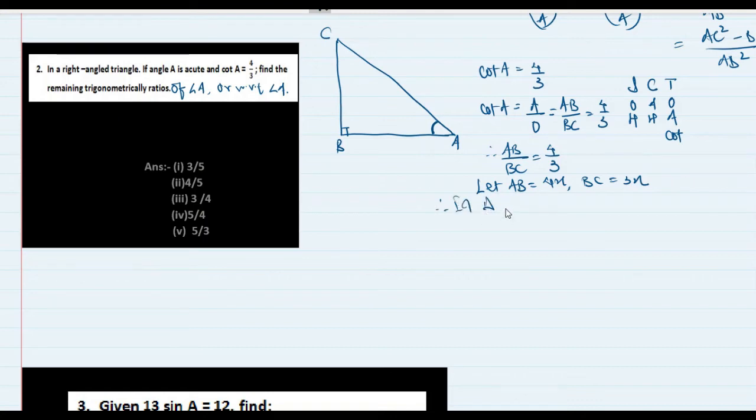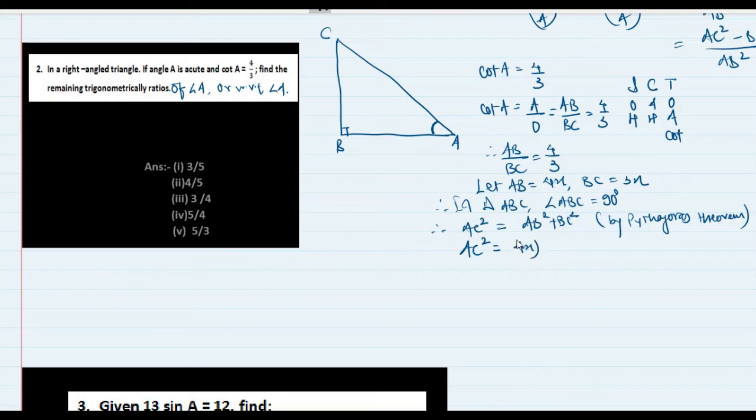Therefore, in triangle ABC, angle ABC is equal to 90 degrees. Therefore, AC square is equal to AB square plus BC square by Pythagoras theorem. Okay, so AC square, do we know AC square? No, we don't know. It is equal to AB square plus BC square. AB square, what is AB? AB is 4x, 4x the whole square, plus BC square. BC is 3x, 3x the whole square. So AC square is equal to 16x square plus 9x square. So AC square is equal to 25x square. So AC is equal to root of 25x square, which is 5x.